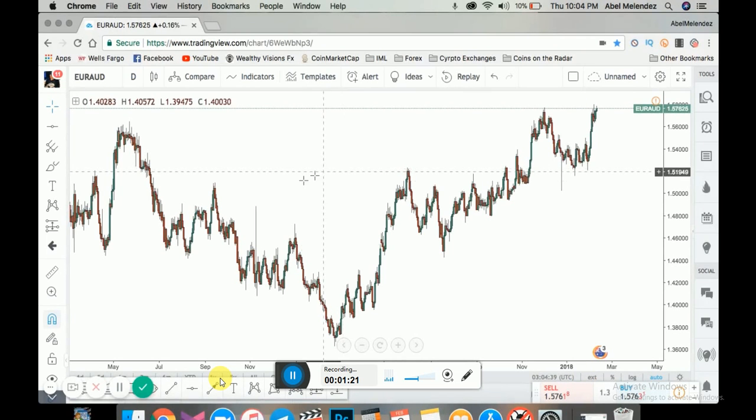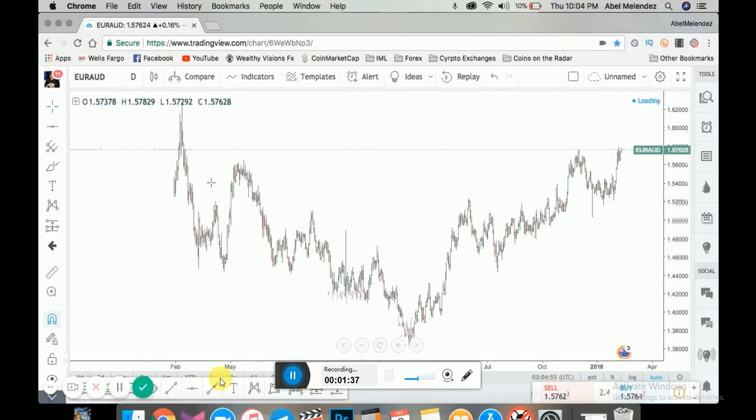Now, when you are drawing these support and resistance lines, you want to look for areas where price made a nice move up and then just stopped out of nowhere, then completely got rejected from those areas. Start placing your lines at those areas right there.